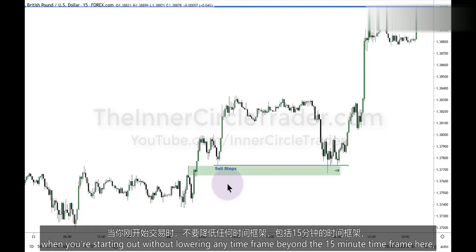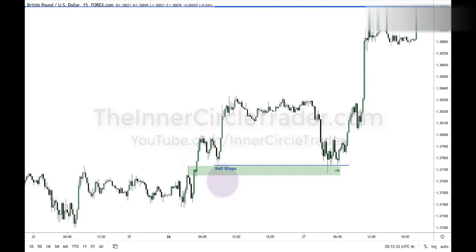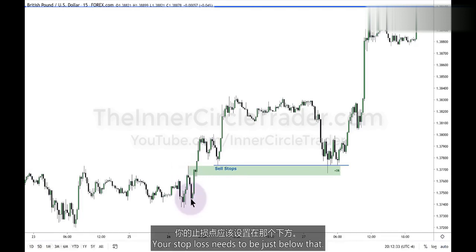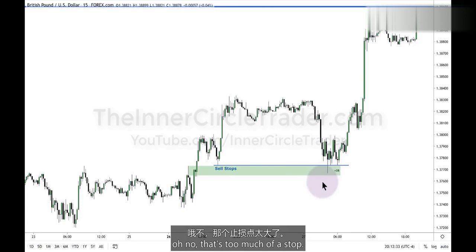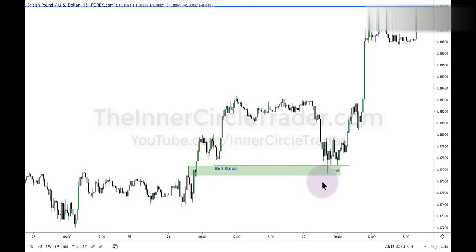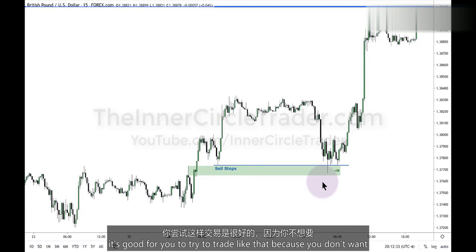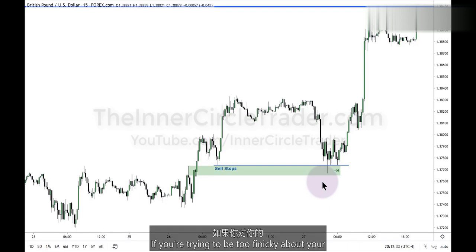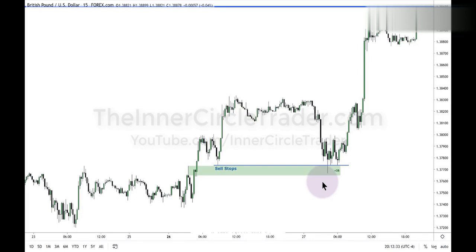Well, when you're starting out, without lowering any time frame beyond the 15-minute time frame here, you can be buying at the high and use the low of all the consecutive down close candles. Your stop loss needs to be just below that. Now you may look at this and say, oh no, that's too much of a stop. Well, that's all relative. In the beginning, it's good for you to try to trade like that, because you don't want to be trying to be too precise, because many times the market will slice and dice you if you're trying to be too finicky about your entries and your stops.